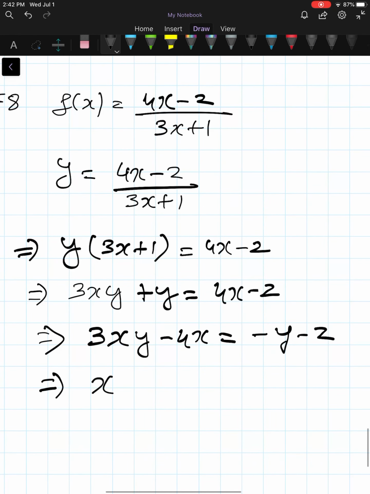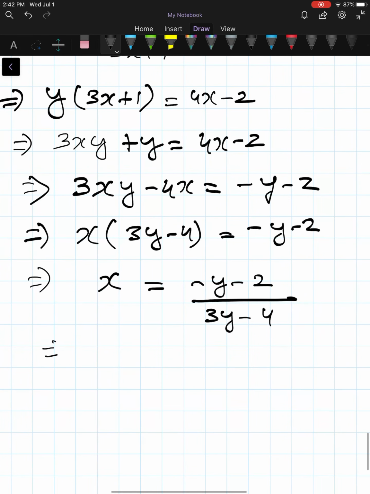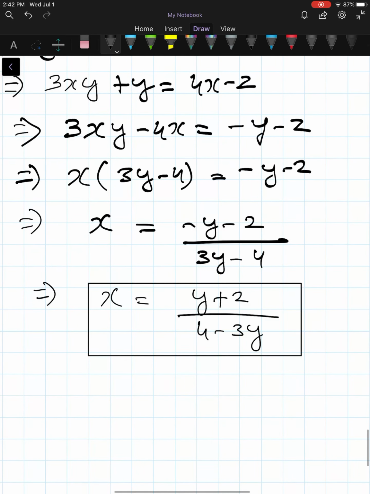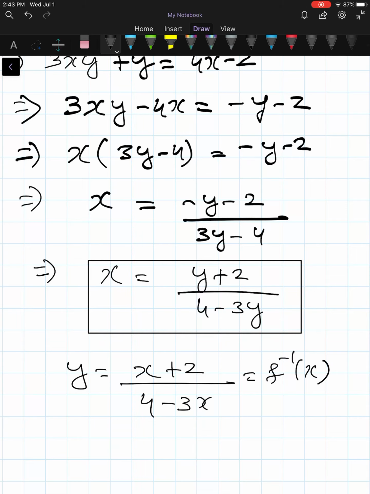So now take out x as common. x times 3y minus 4 is equal to minus y minus 2. So now you can write x is equal to minus y minus 2 divided by 3y minus 4. So this is the same as x is equal to y plus 2 divided by 4 minus 3y. Okay, so now the last step is to interchange x and y. That implies y is equal to x plus 2 divided by 4 minus 3x. This is nothing but our f inverse of x.